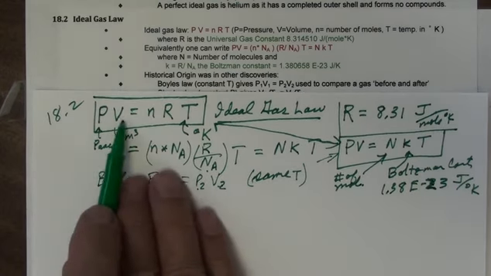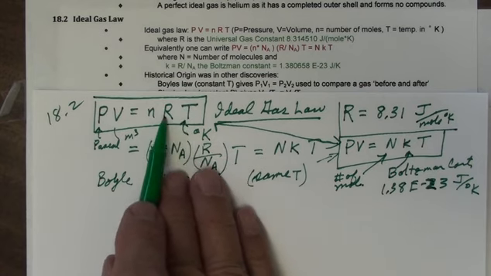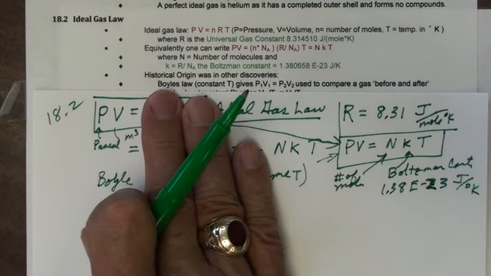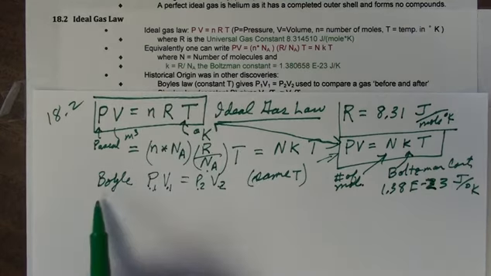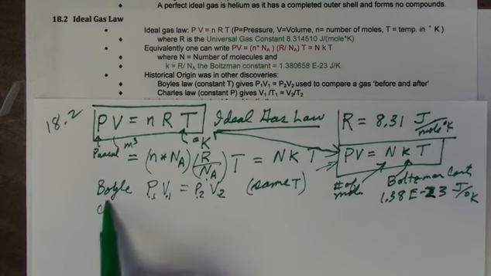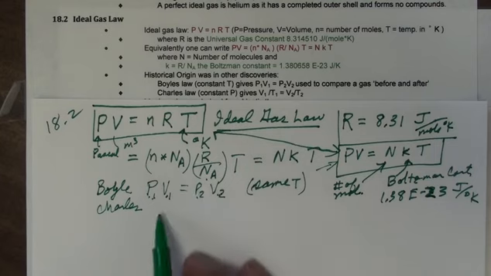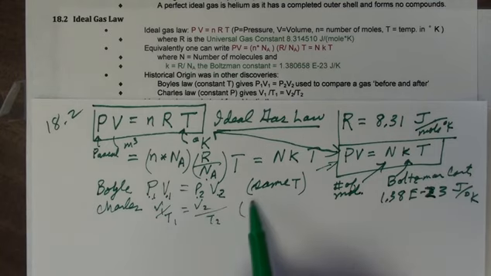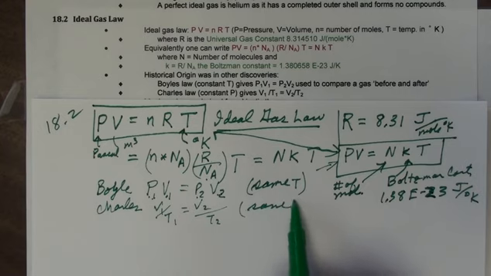And you can see where it comes from. If this is a constant, this is constant, this is constant. So this would be constant for that gas. So P times V would be the same before and after any change. Later on, Charles observed that the volume divided by the temperature at one time is the same as the volume divided by the temperature at another time for the same pressure.